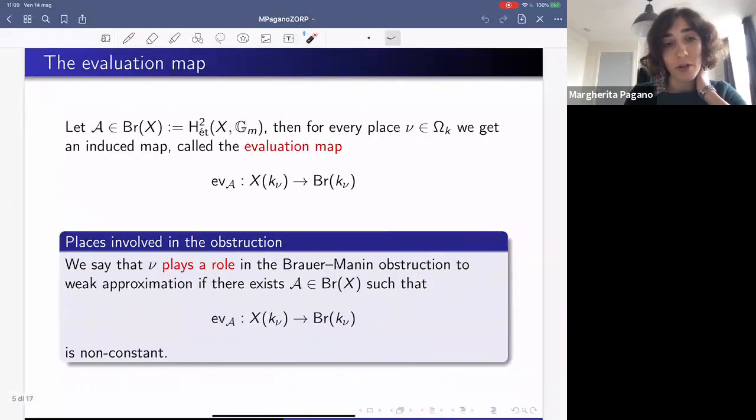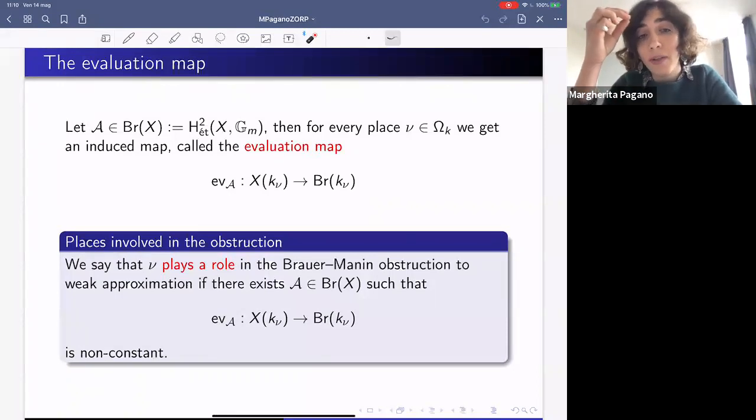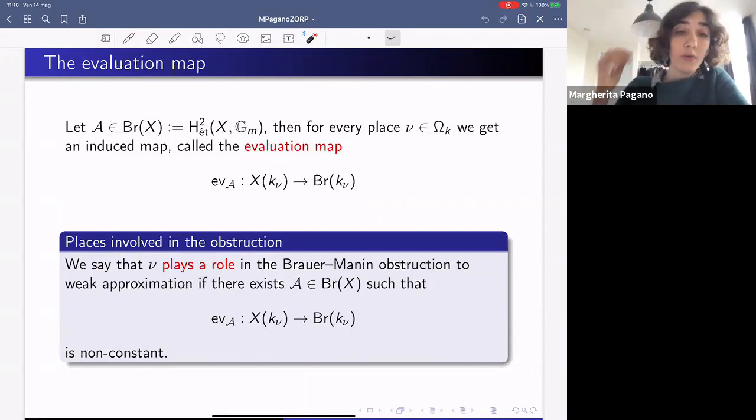Okay, so I will not go into the details of the construction of this Brauer-Manin set, but I just want to mention one of the main ingredients needed to construct it, and tell you something about this ingredient. So as I anticipated, this Brauer-Manin set involves the Brauer group. And in particular, for every element in the Brauer group and for every place nu, we have an induced map called the evaluation map that goes from the K_nu points of X to the Brauer group of K_nu.